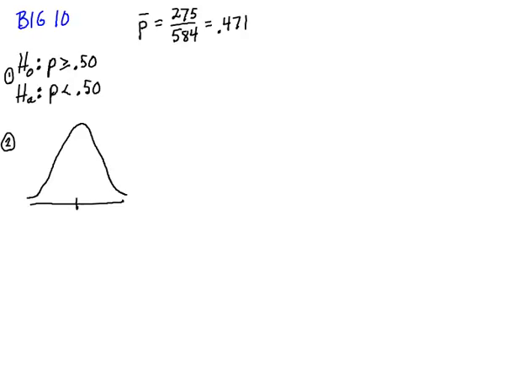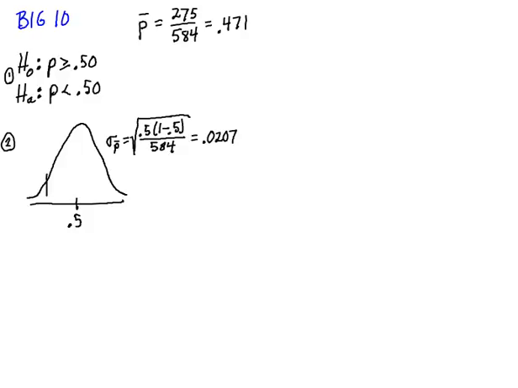We're going to go ahead and build the sampling distribution. We're assuming the null is true, so that our overall population percentage is 50%. So that's exactly what's going to go into the standard error formula. And our sample size is 584. Now keep in mind that in calculating the standard error, I'm taking the square root of that whole value there and coming up with 0.0207.